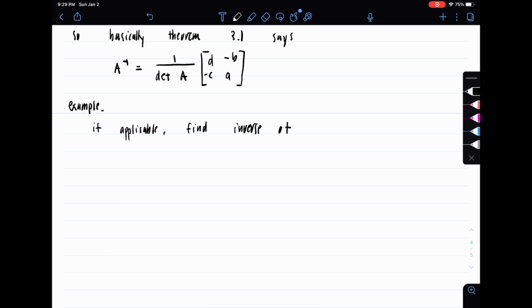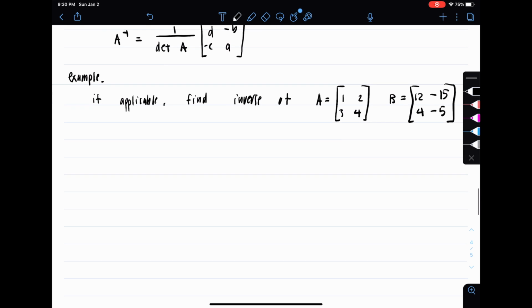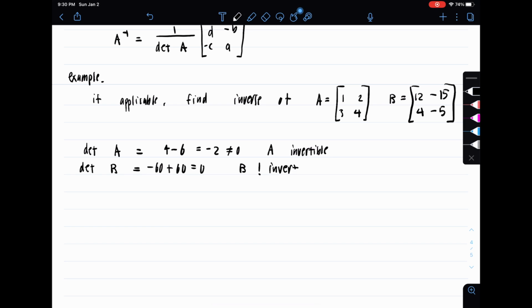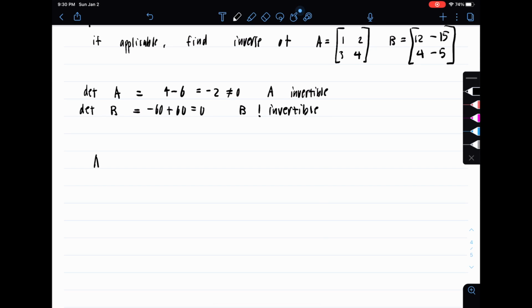So now let's look at another example. This is example 3.24. Let's find the inverse of A equals [1, 2; 3, 4] and B equals [12, negative 15; 4, negative 5]. Of course we're going to try to find the determinant first. The determinant of A would be 4 minus 6, which is negative 2, which does not equal 0. Hence A is invertible. And the determinant of B is negative 60 plus 60, which equals 0, which tells us that B is not invertible. As you can see, the determinant is very useful in this context.